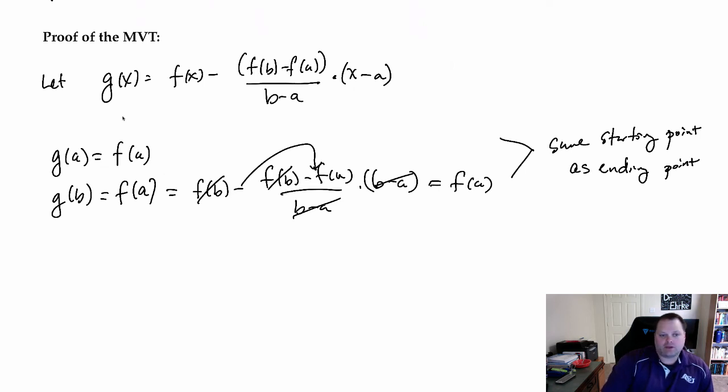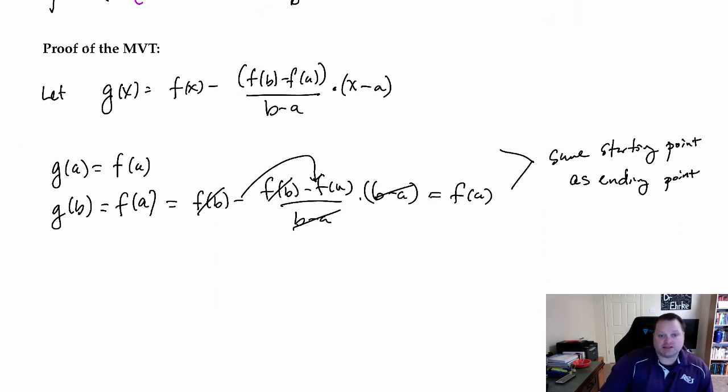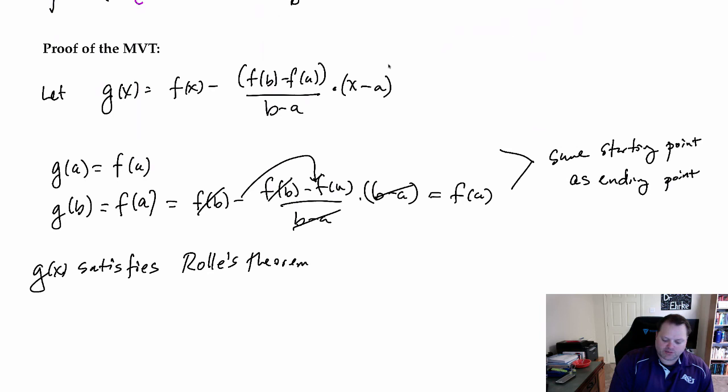The function f is assumed to be continuous and differentiable, as in the mean value theorem. Because f is continuous and differentiable, then so is g, because g is built off of f and the function x, which is continuous and differentiable. So I know g of x satisfies Rolle's theorem. It has the same starting point as ending point, and it is continuous and differentiable on the interval.